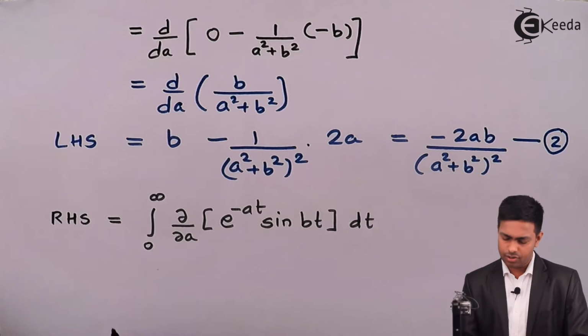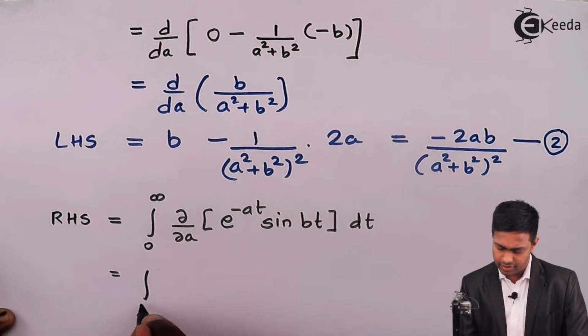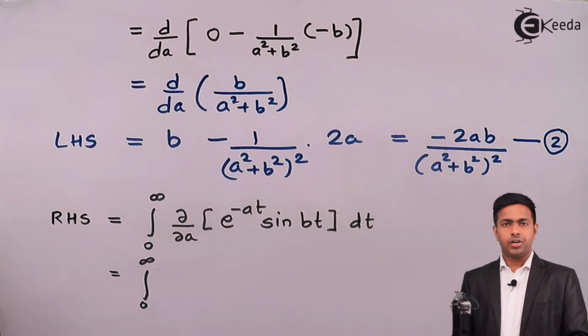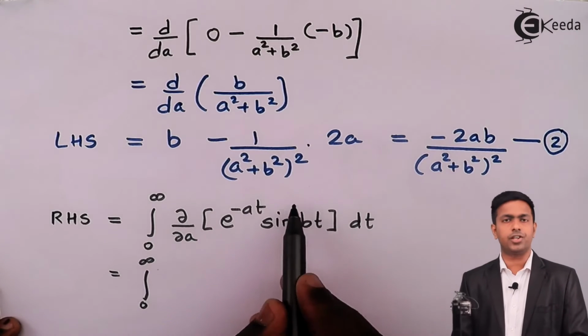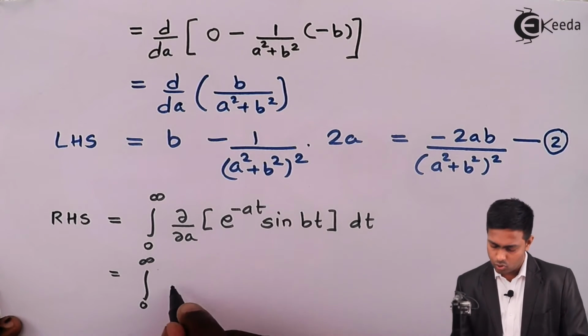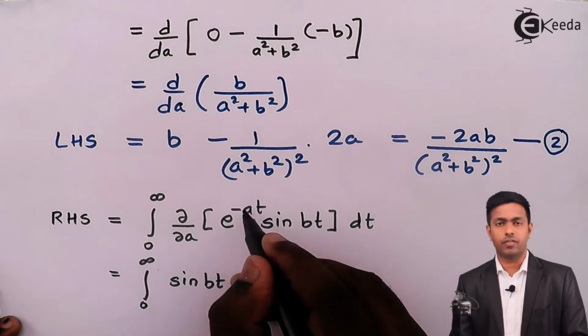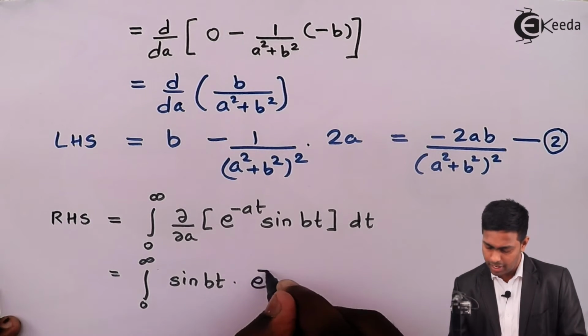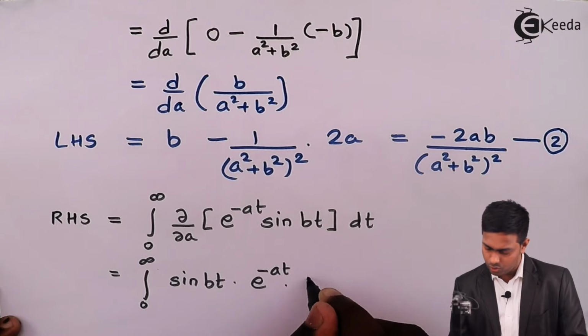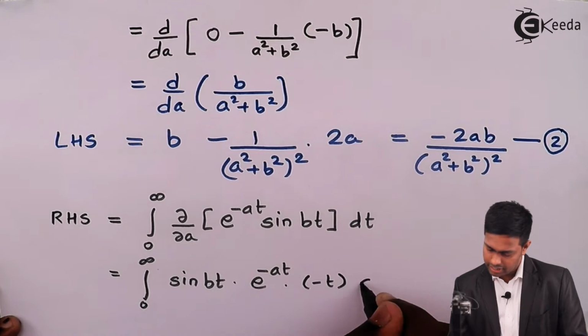Let's solve this. Here we will get the integration from 0 to infinity. Now the differentiation of this term with respect to a partially: sin bt will come outside, which is constant, and here we will get e raised to minus at into minus t dt.